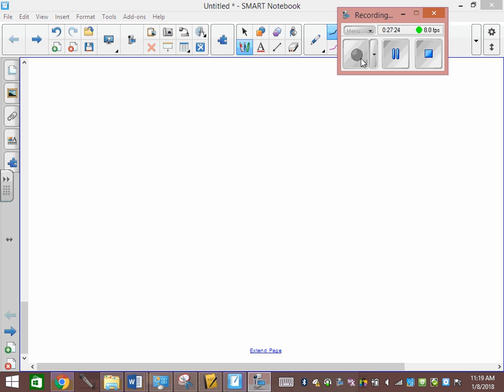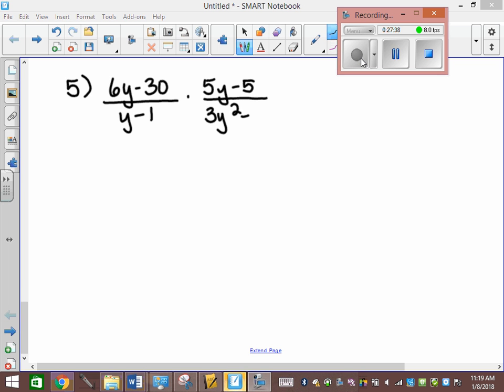Number 5. So you have 6y minus 30 over y minus 1 times 5y minus 5 over 3y squared minus 15y. Now when I see this, I think every single one of you should be able to get this correct. It's not ridiculously hard. There's nothing weird about it. You literally just go to each one, and there's not even a difference of squares. They're all GCFs. And the bottom left, there's nothing to do to it. So there's no flipping, there's no nothing.